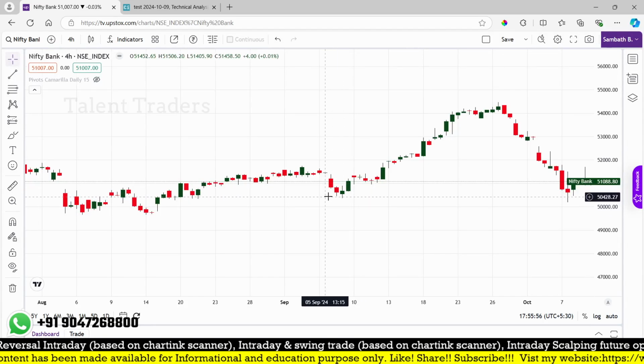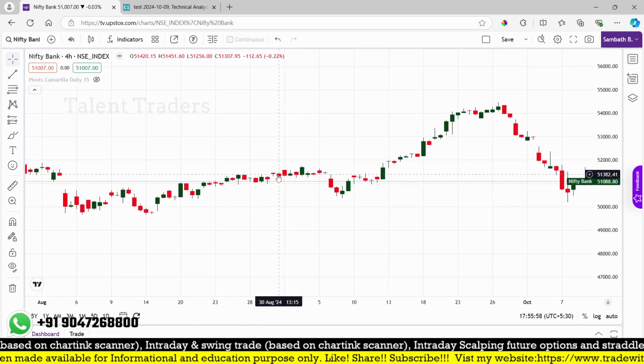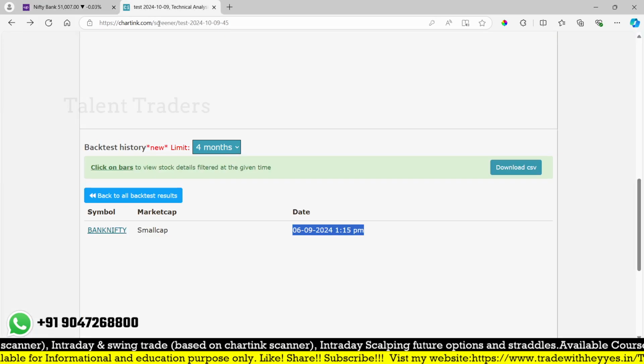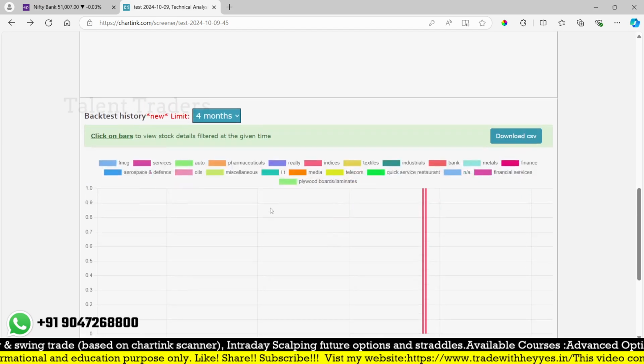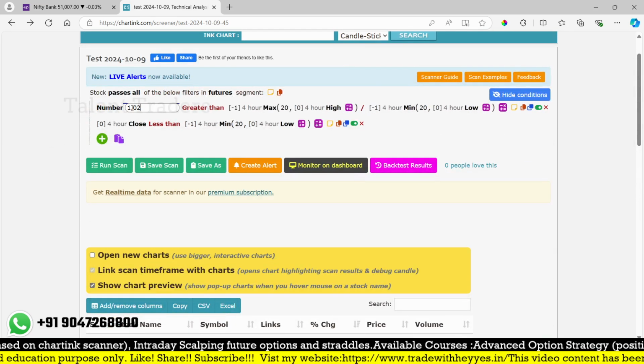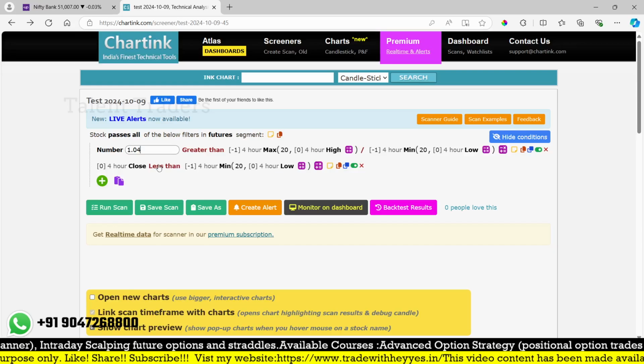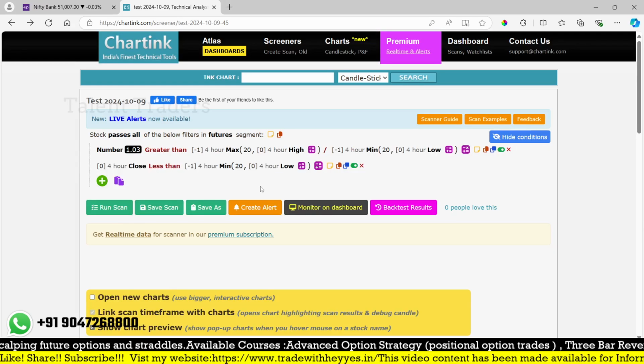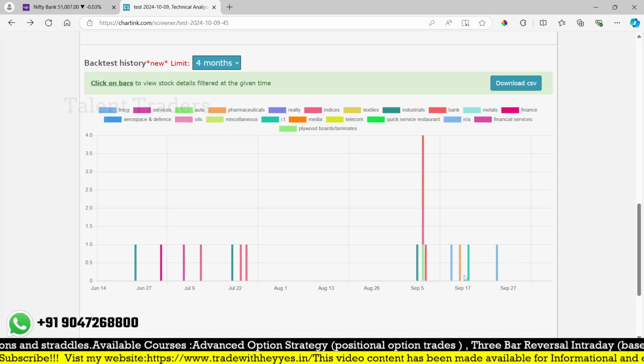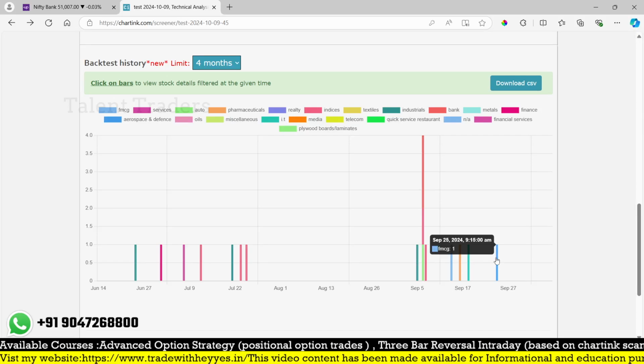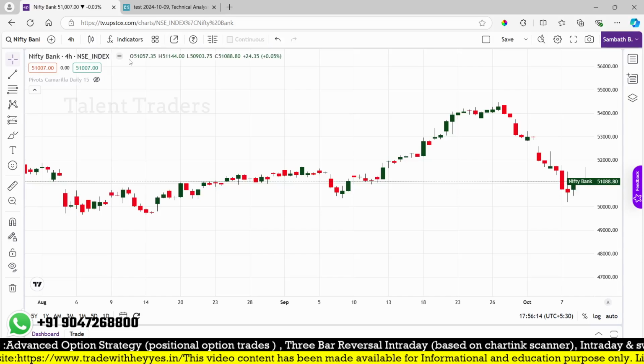I think this one. So consolidation, very tight range, but instead of index, you can focus on stocks. Let me change the percentage, because we used a very low percentage. I will be using 3%. Is there any stocks? Yeah, we have some stocks, like here on 25th September, Bata India.